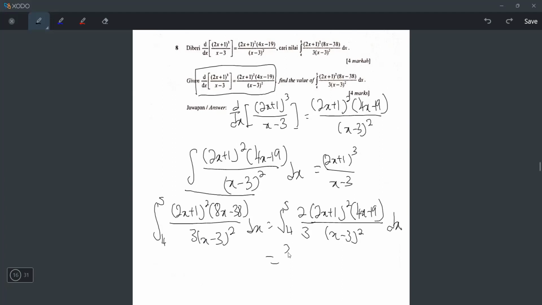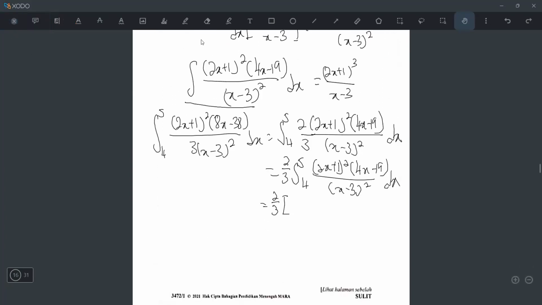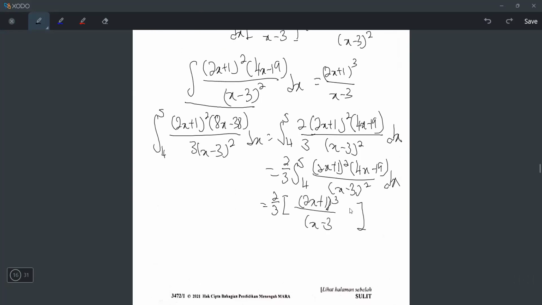So I will take out the 2 over 3, and then for 5 to 4, I am left with (2x plus 1) squared, (4x minus 19), over (x minus 3) squared dx. Since this and the one above look exactly the same, I can just replace the whole thing here, because the integral of (2x plus 1) squared (4x minus 19) over (x minus 3) squared equals this. So just replace with (2x plus 1) cubed over (x minus 3). But you have to write the 5 and 4, because there are numbers here.